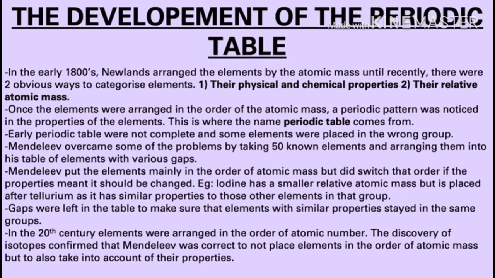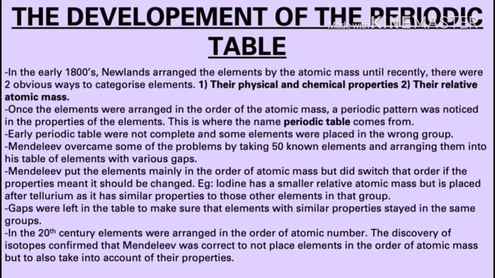Early periodic tables were not complete and some elements were placed in the wrong group. This was because they were placed in the order of the relative atomic mass and did not take into account their properties. Mendeleev overcame some of the problems by taking 50 known elements and arranging them into his table of elements with various gaps.